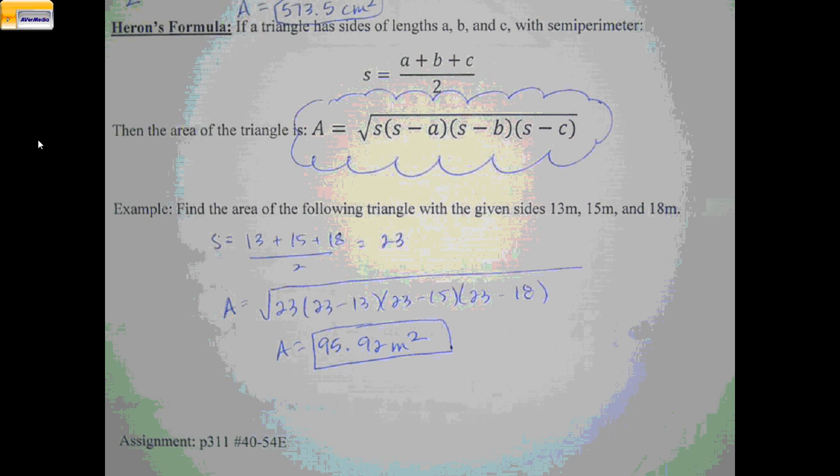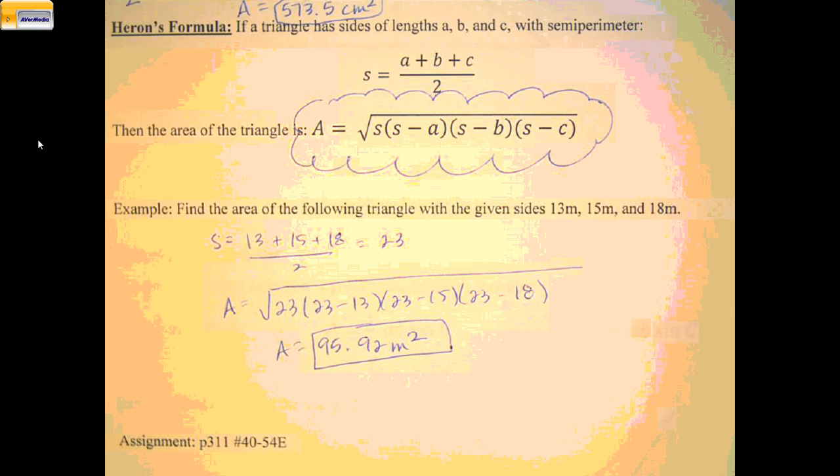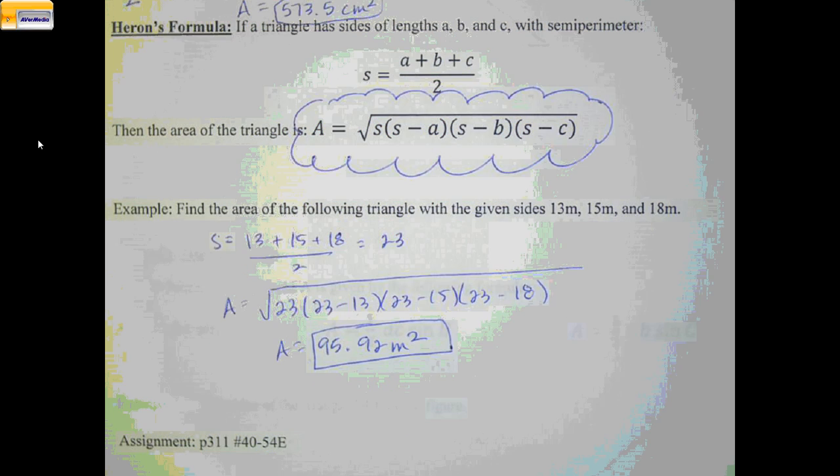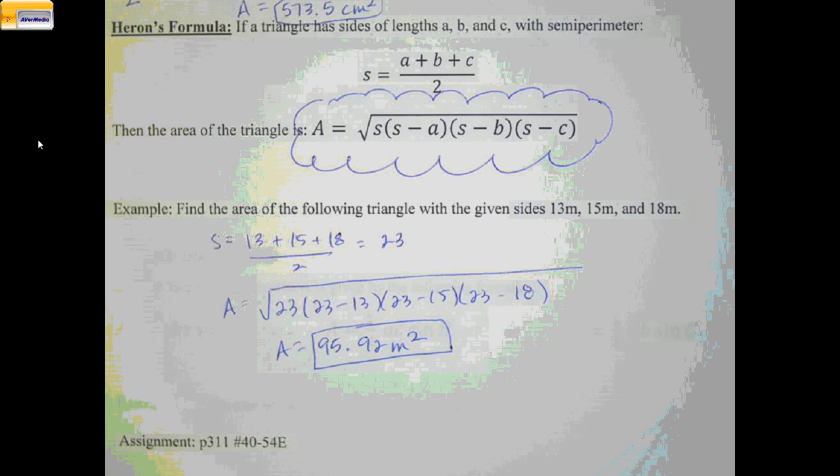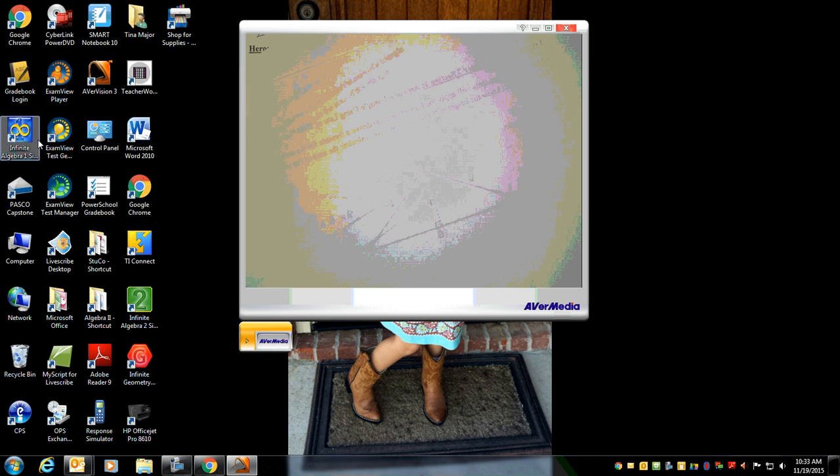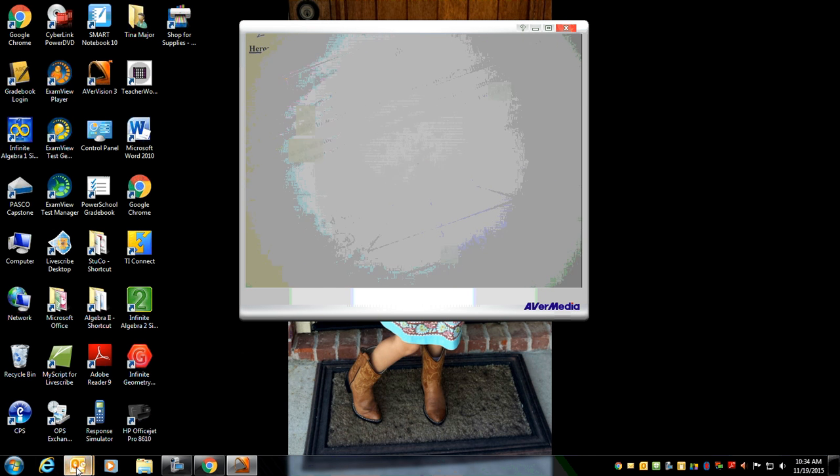So be memorizing the area of a triangle, including Heron's formula, and don't forget law of sines from yesterday. Got it? Assignment is on the board, page 311, 40 to 52 even. It's short.